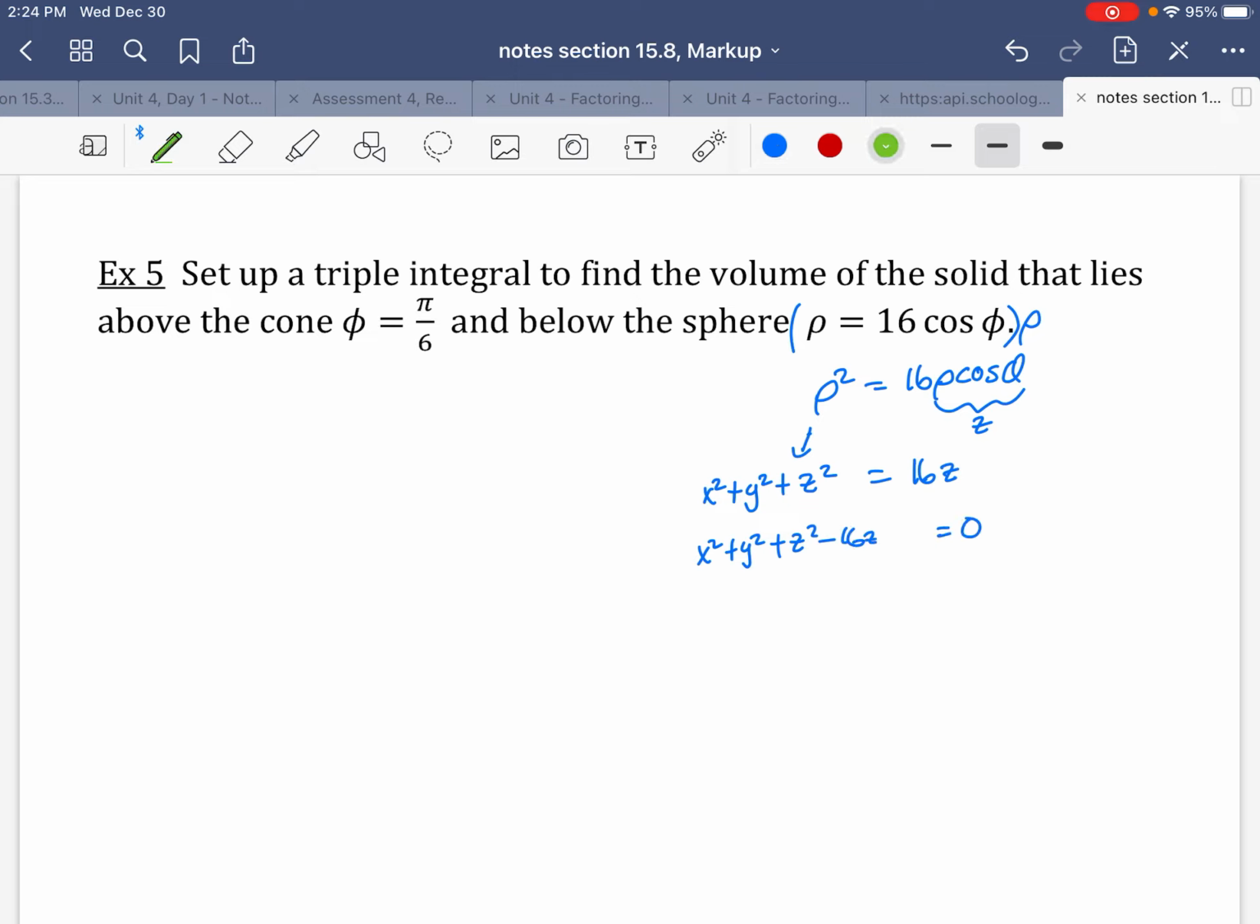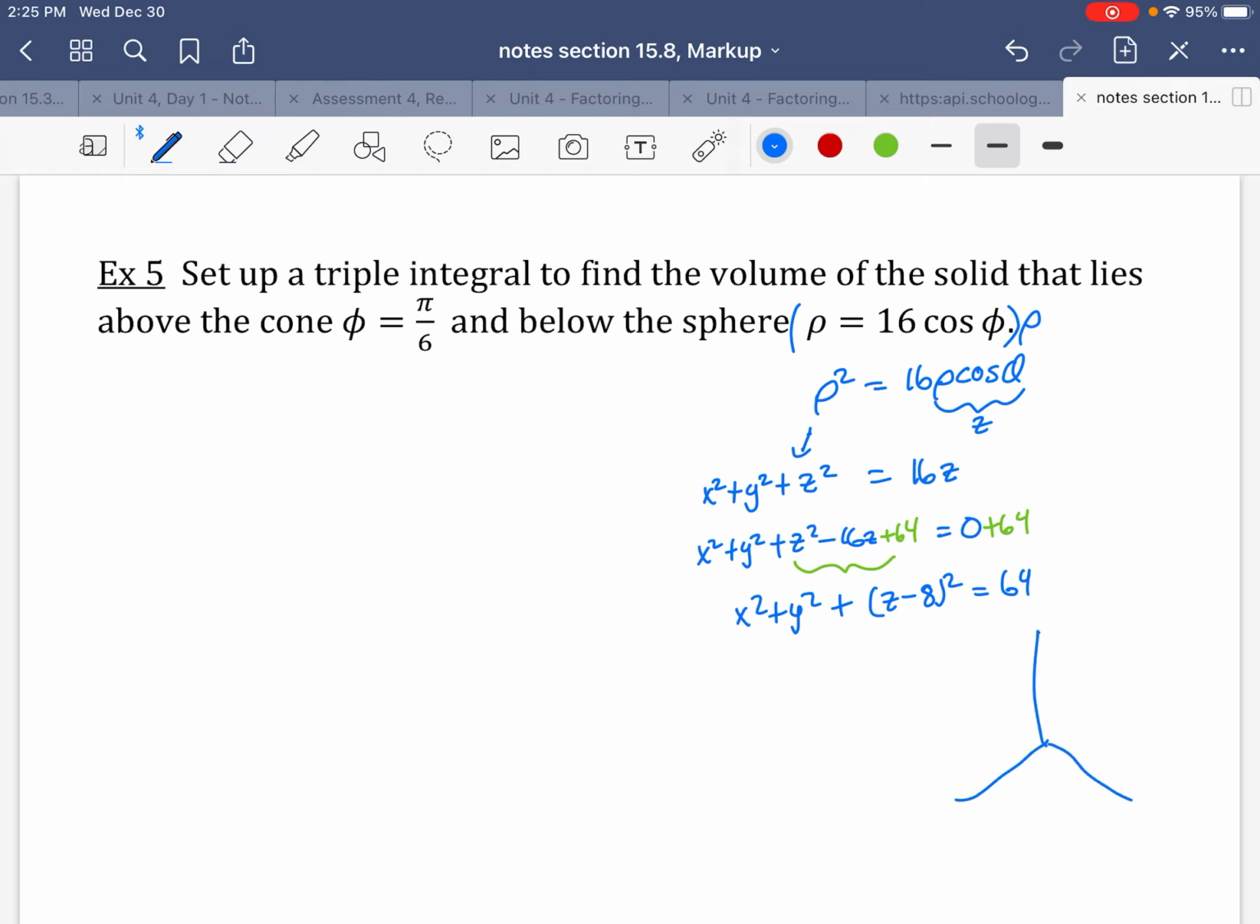I'm going to complete the square on this piece right here. So half of 16 is 8. 8 squared is 64, so I'm going to add 64 to both sides. Just bear with me, I'm just changing how it looks. So I have x squared plus y squared plus, and then this part turns into z minus 8 squared equals 64. So to explain to you what this sphere is, that's why I changed it here.